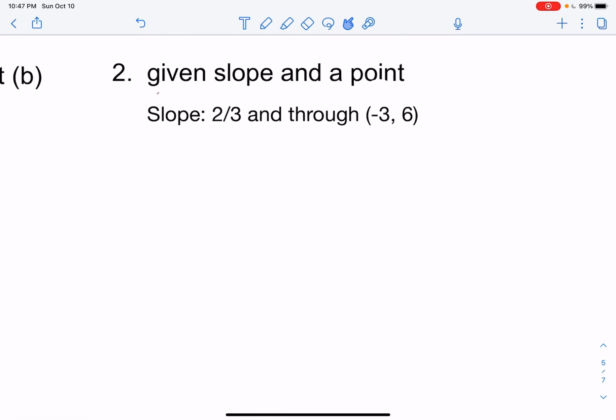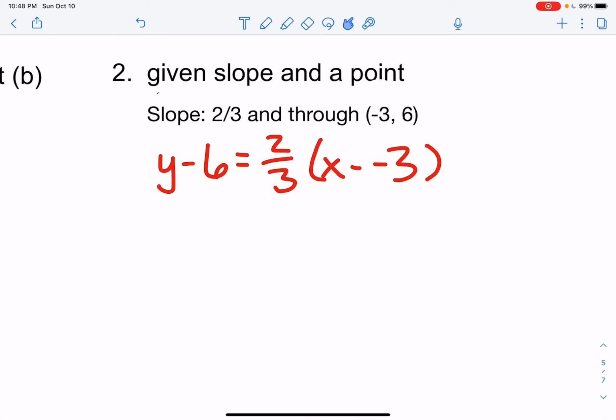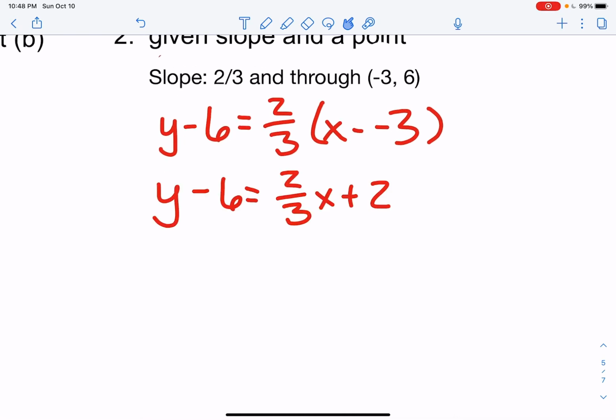Now this one, if I'm given a slope and a point, I'm using point-slope form. So y minus my y1, 6, equals my slope, 2/3, x minus negative 3, minus a negative. Remember, my minus stays there, and I got to include the negative because my x1 is negative 3. And now I just simplify. y minus 6 equals, I distribute 2/3 x and 2/3 times a positive 3 is positive 2.